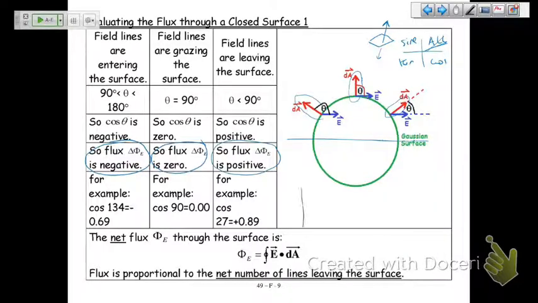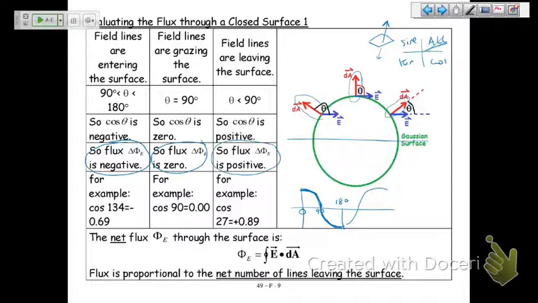The better way to do it is, a cosine looks like that, doesn't it? That's 0, that's 90, that's 180. So for an angle between 0 and 90, I have a positive value for the cosine. That means I call the flux positive. And for an angle between 90 and 180, I have a negative value for the cosine, so that means I call the flux negative.